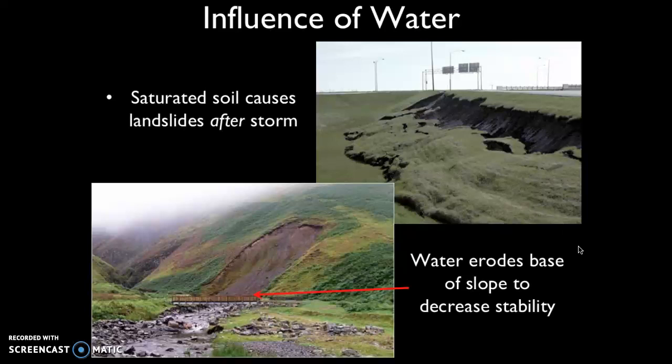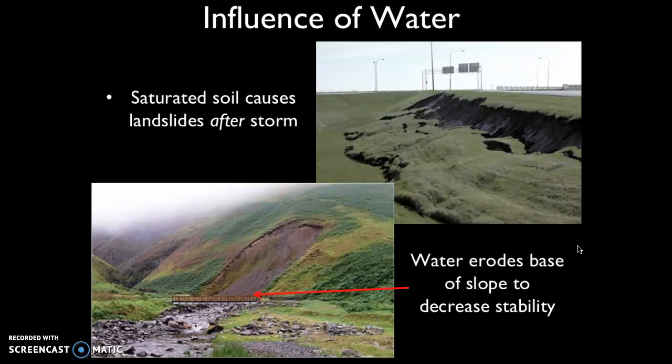Okay. And so running along the same lines, water can saturate a soil enough so that it can create mass wasting events or landslides after a storm occurs. If there's enough water within that soil after the storm occurs, maybe the water spreads throughout the slope, and that is when the landslide occurs. That could happen.